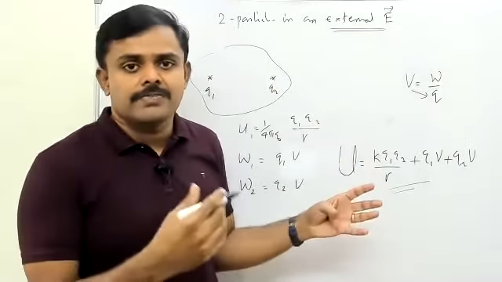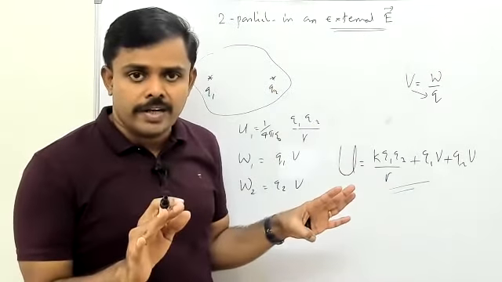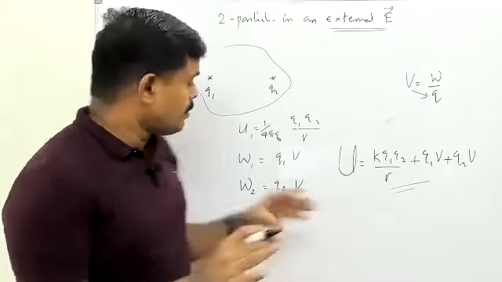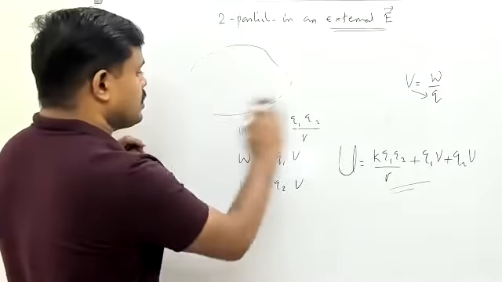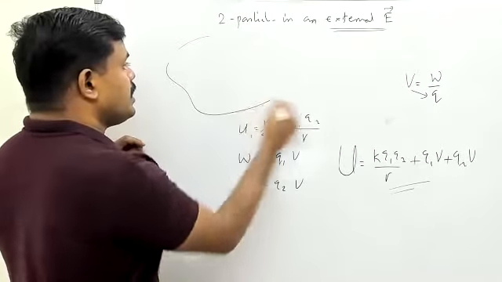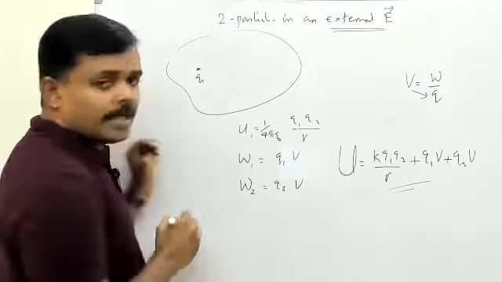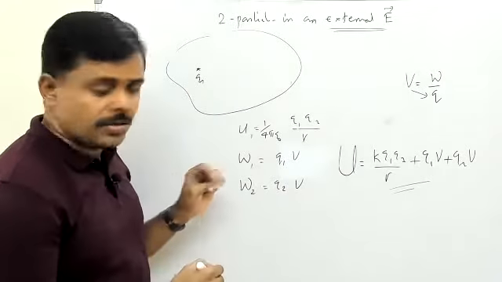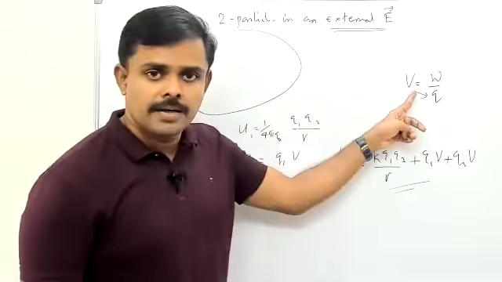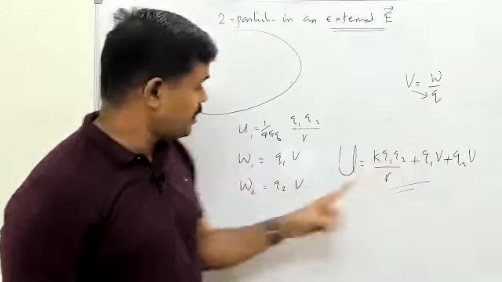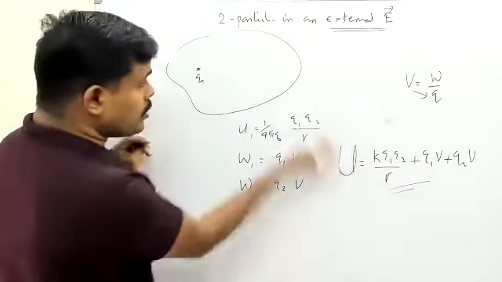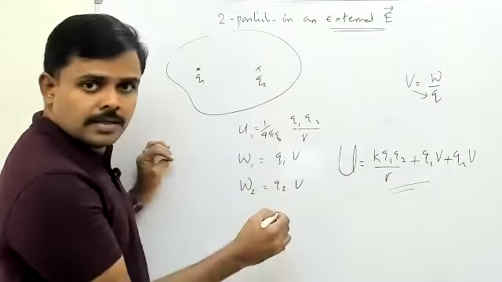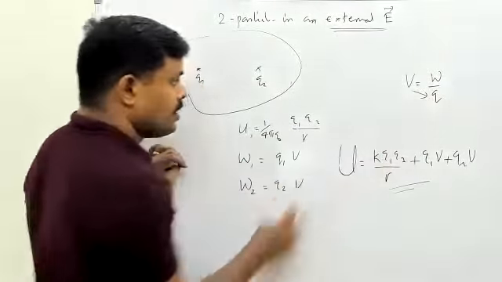In the previous case, that was not in an external field. Understood? But here, look at this, there is already an electric field. Into this, charge Q1 is coming. If charge Q1 is coming, work is to be done. What is the work done? Q1 into V. Now into this field, Q2 is coming. So what is the work done? That is Q2 into V.